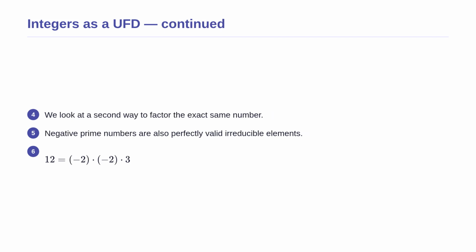Continuing with our example, let us look at a second way to factor the exact same number 12. In the ring of integers, negative prime numbers like -2 are also perfectly valid irreducible elements. Mathematically, multiplying -2 by -2 gives +4, and multiplying that by 3 gives 12. At first glance, this looks like a completely different recipe of building blocks compared to our first attempt. We chose this approach to test the boundaries of our uniqueness rule. We now have two seemingly different factorizations, and we need to see if they are actually the same.